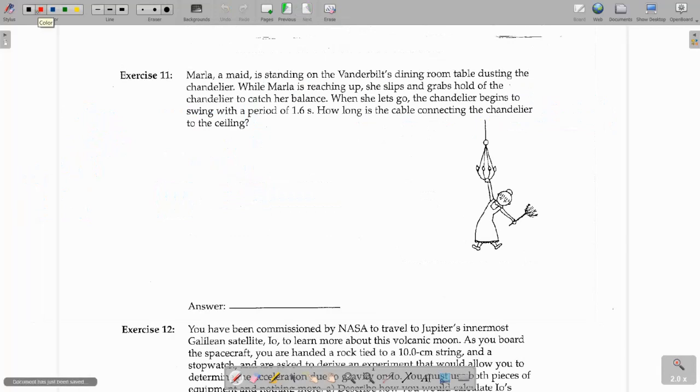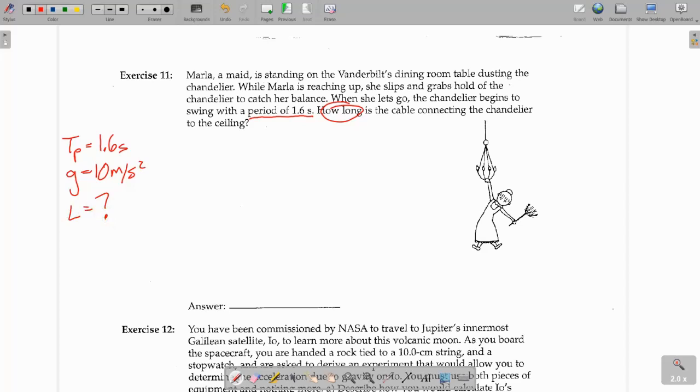Okay, so Marla, a maid, is standing on the Vanderbilt's dining room table, dusting the chandelier. While Marla is reaching up, she slips and grabs hold of the chandelier to catch her balance. When she lets go, the chandelier begins to swing with a period of 1.6 seconds. How long is the cable connecting the chandelier to the ceiling? So this has given us period of a pendulum. That's 1.6 seconds. We know that the acceleration due to gravity is 10 meters per second squared, and then we are actually solving for the length of the chain, or the cable on the pendulum.